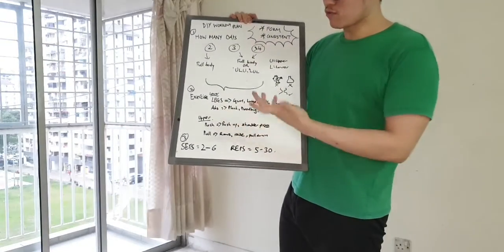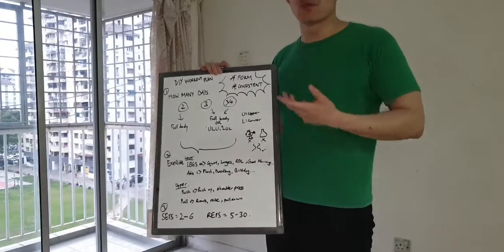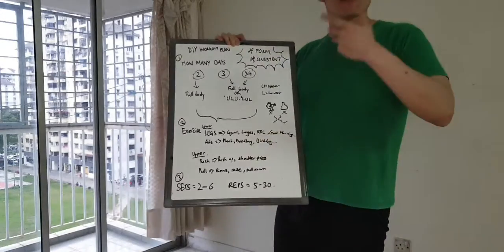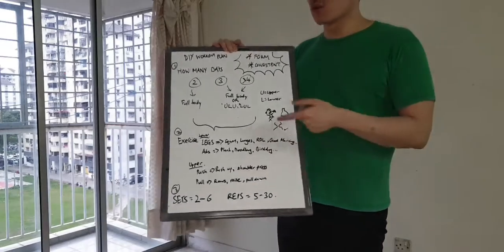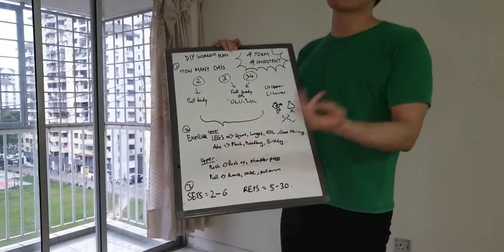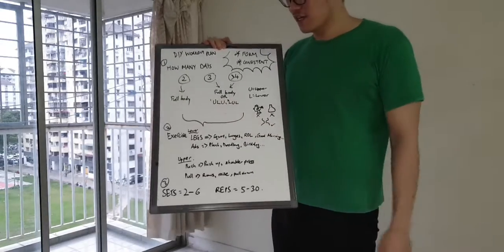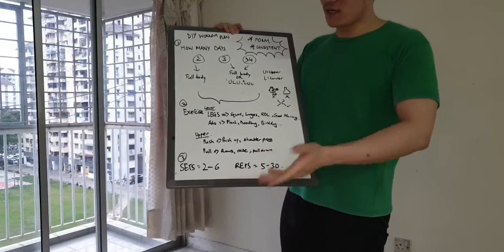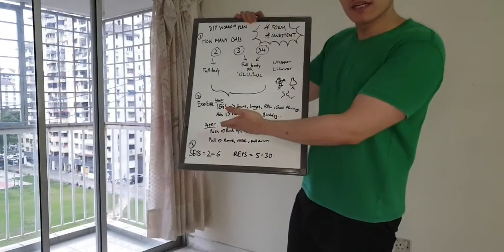As for abs, you can do any ab exercise. There are so many ab exercises, you just pick 2 to 3 of your favorite. As for legs, pick your favorite or your least favorite. You do 2 or 3. So if you count legs and abs, easily you have 4 to 5 exercises already. Quite straightforward. And we move on to the next one, which is the upper body.